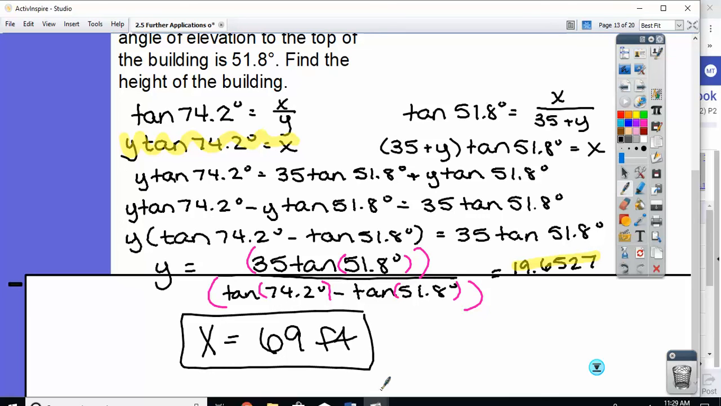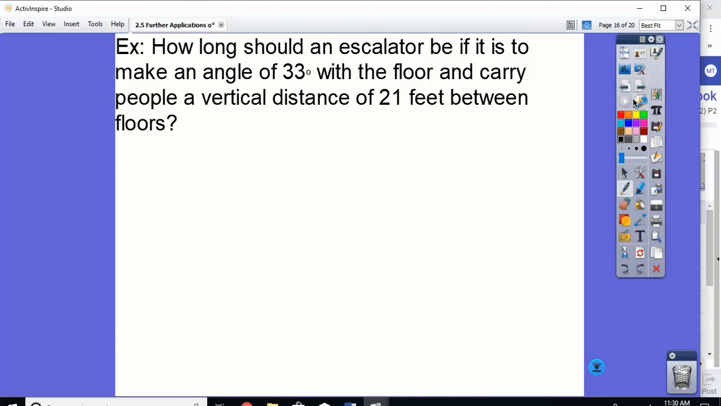Let's jump around. Let's do this one. How long should an escalator be if it is to make an angle of 33 degrees with the floor and carry people a vertical distance of 21 feet between floors? So what do I need to do? Draw a picture. I've got the floor.